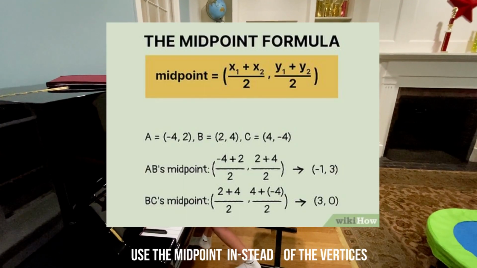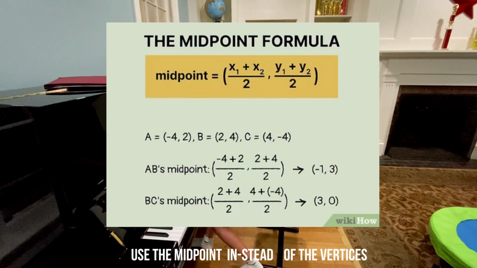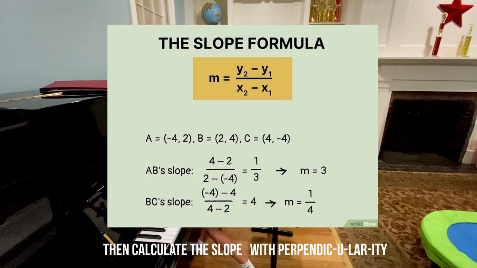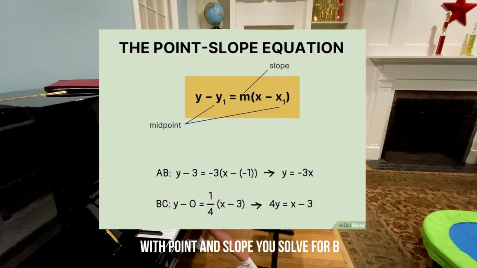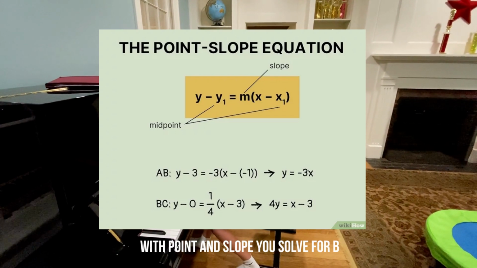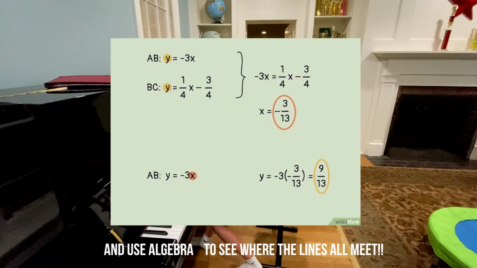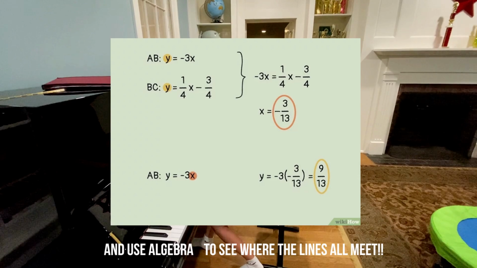Use the midpoint instead of the vertices, then calculate the slope with perpendicularity with point and slope you solve for B, and use algebra to see where the lines all meet.